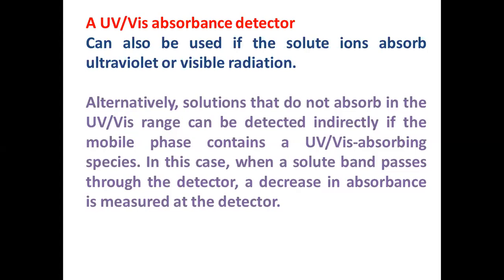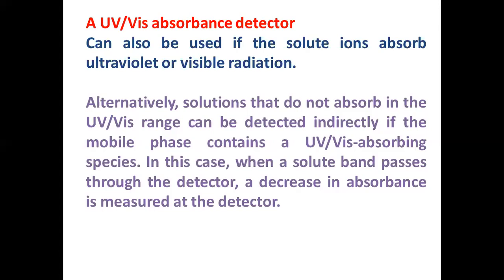Because the mobile phase is going to be a UV visible light absorbing species. The mobile phase contains a UV visible absorbing species. So when a solute band passes through the detector, the decrease in absorbance of the mobile phase is measured. So that is going to be the difference.